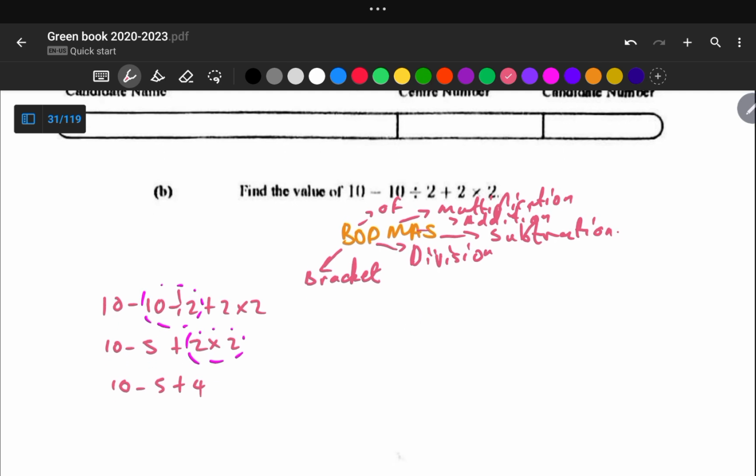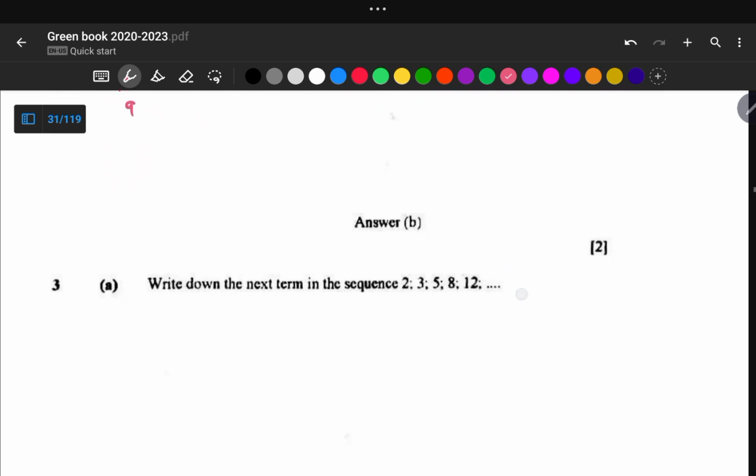And what is next is addition. So we then say 10 plus 4, what is it? It gives us 14 minus 5. So if we subtract 5 from 14, we then get 9. So our final answer is equal to 9. Okay. And let us move on to the next part of the question, number 3.